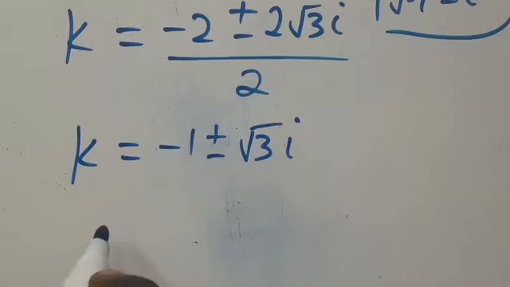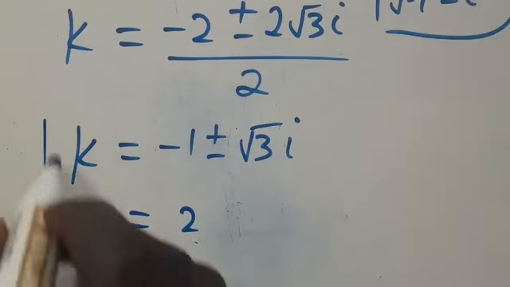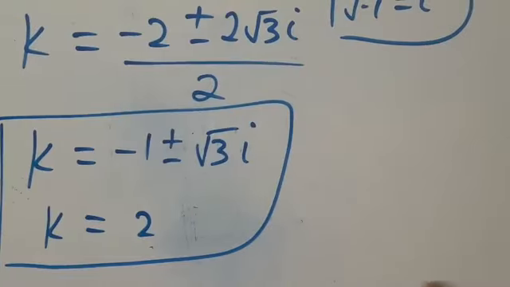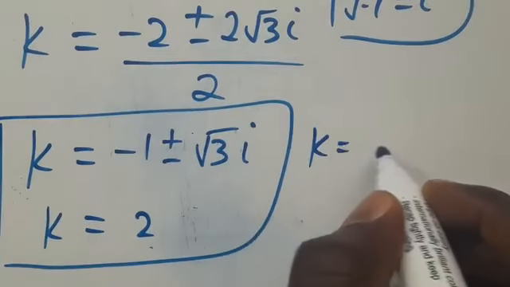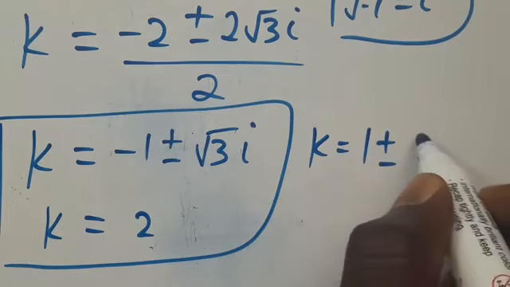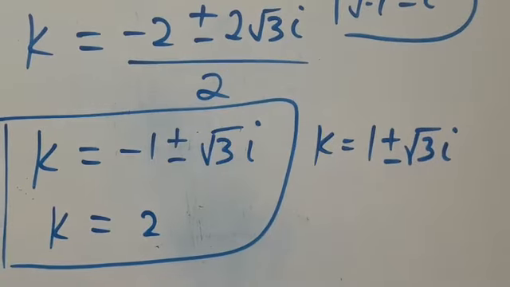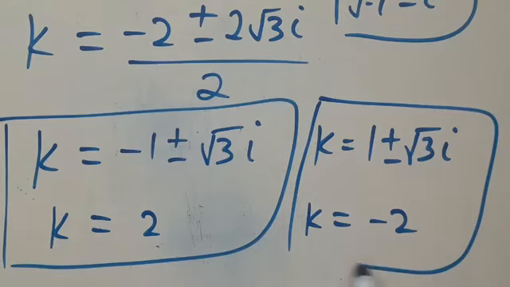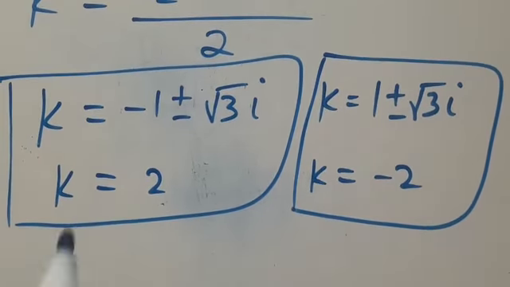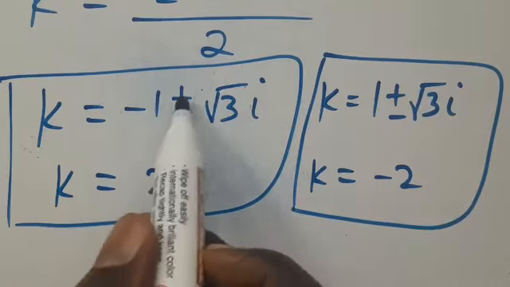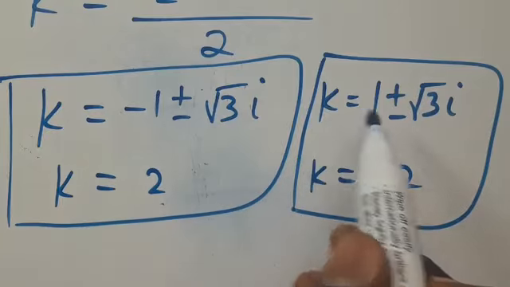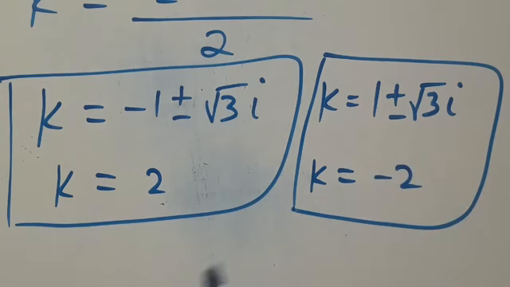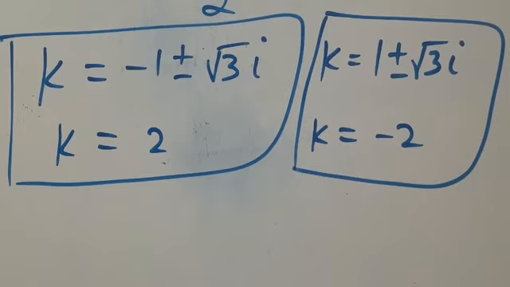Remember, we also have for the case 2, k to be equals 2. Remember also that we have k equals 1, positive or negative, root 3i as this. And also we have k to be equals minus 2 for this as well. So this k equals minus 1, positive or negative root 3i, and k equals 1, positive or negative root 3i are complex solutions. While k equals 2 and k equals minus 2 are real solutions, and you can check for that.